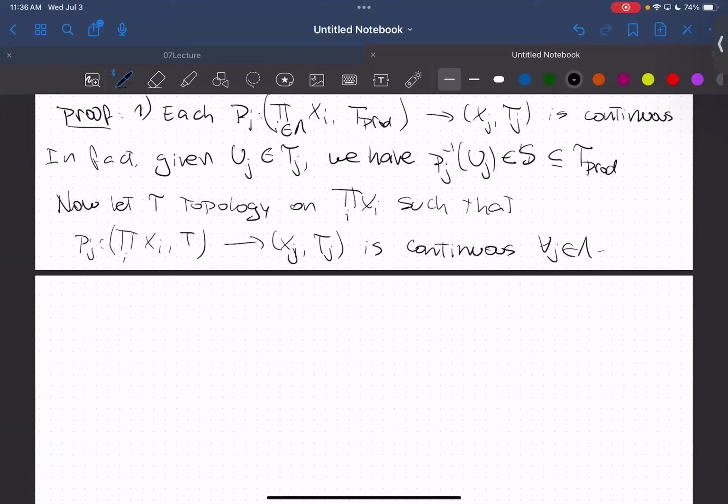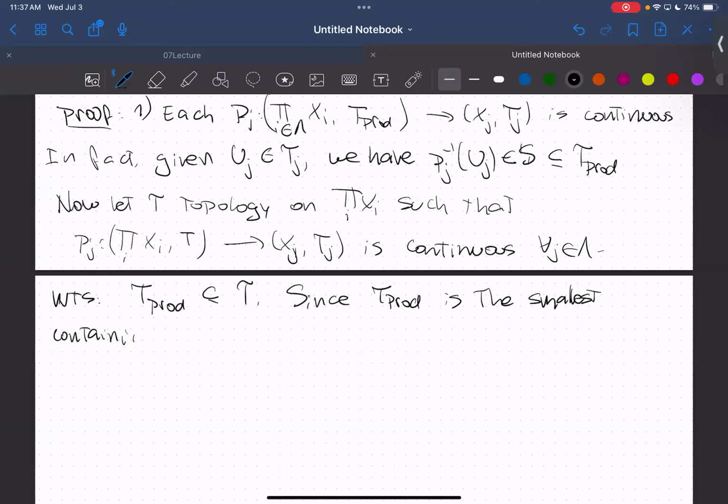And we want to show it contains T prod. So we want to show T prod is the coarsest, meaning T prod is inside this arbitrary T. But since T prod is the smallest one containing S, I should say coarsest, but I'm using smallest to be clear, is the smallest one containing S, our subbasis.